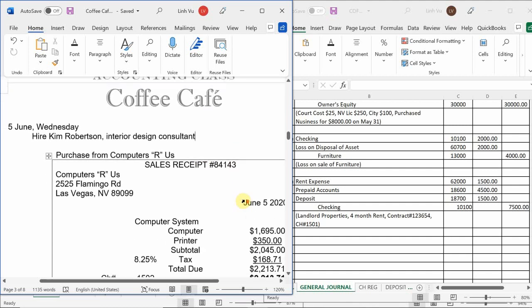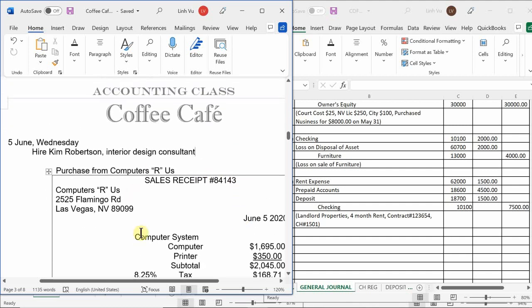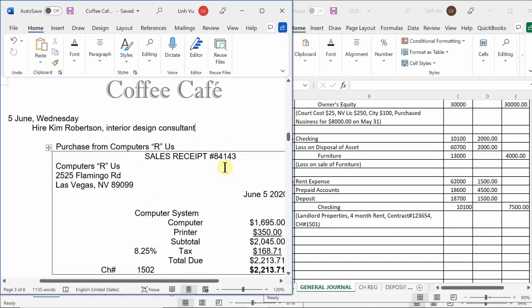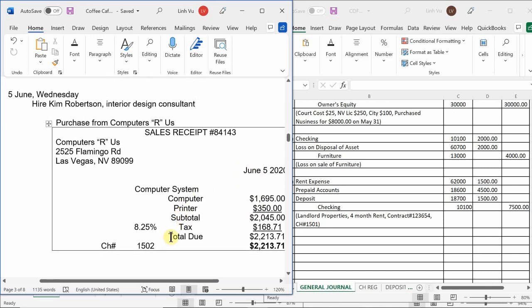So the next thing that happened was we went to Computers R Us and ended up purchasing some office supplies. Here is our sales receipt for when we went to the store and purchased a computer and a printer set. On June 5th, this is my receipt. I bought a computer for $1,695. I bought a printer for $350.